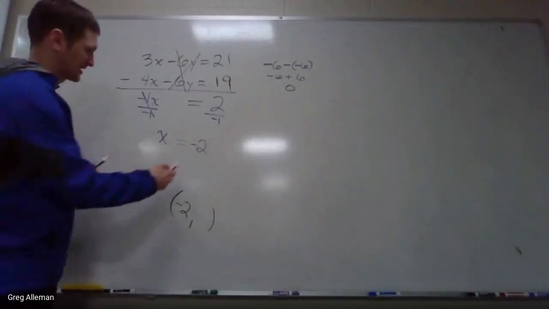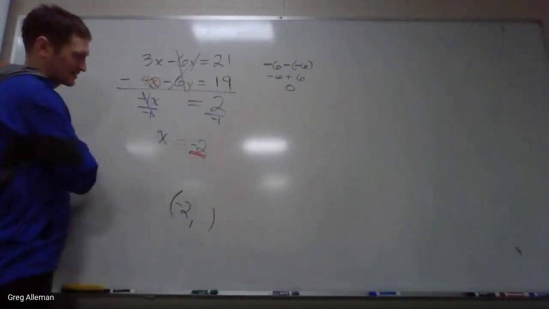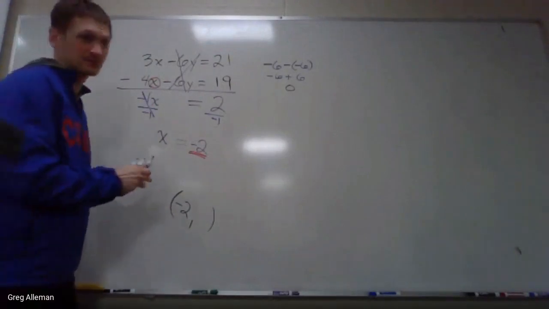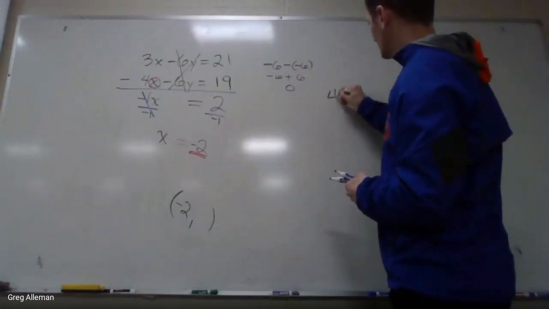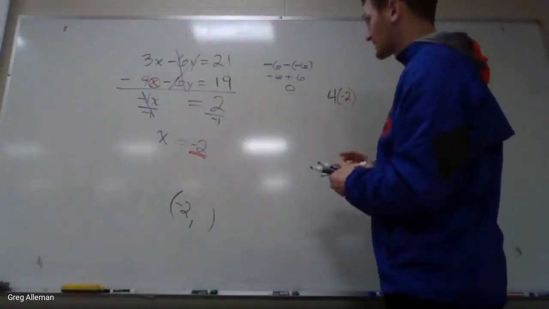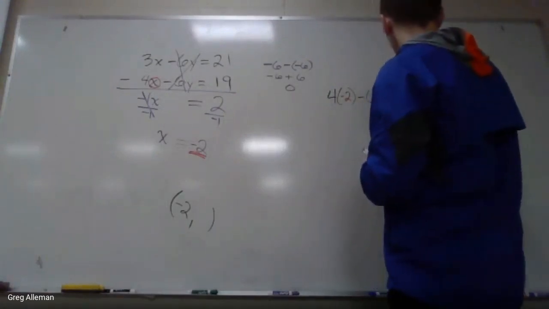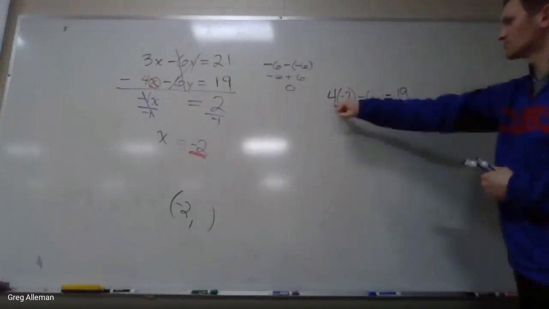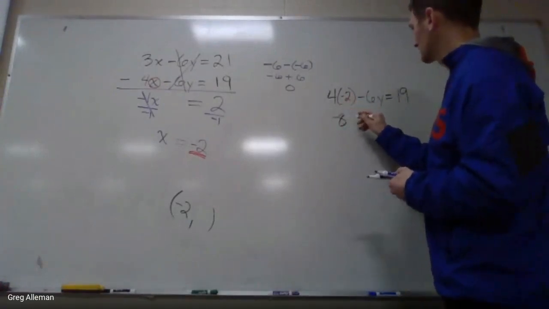How about the bottom one, I guess, unless somebody objects. So I'll plug it in for that x right there. So we'll do that over here. So that'll be 4, but instead of x, that's -2, -2, and then -6y equals 19. And now we can solve for y. So multiply first, so that's -8. 4 times -2.